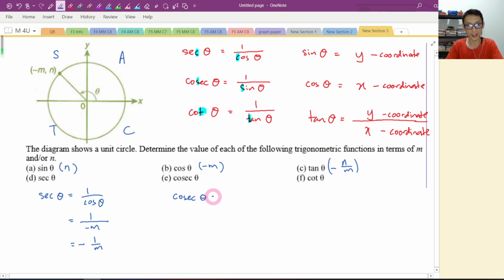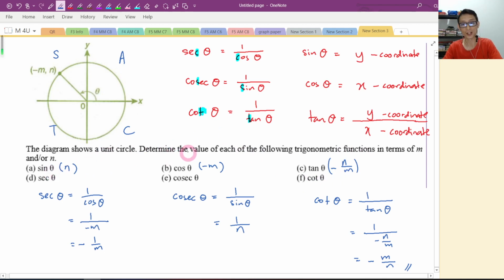Cosecant theta, 1 over sine theta. Okay, so sine theta here is n, right? It means 1 over n. How about cotangent? Cotangent theta is equal to 1 over tangent theta. So 1 over tangent theta, which is negative n over m, will become negative m over n. Okay, so this is the way how we get the value of sine, cosine, tangent, secant, cosecant, and cotangent when we are given a unit circle.